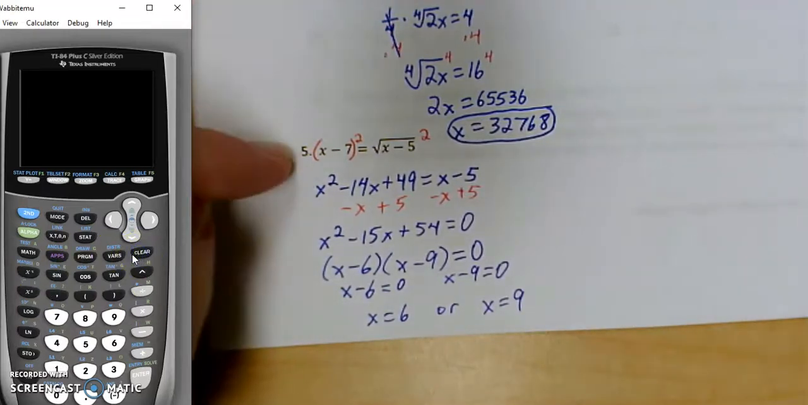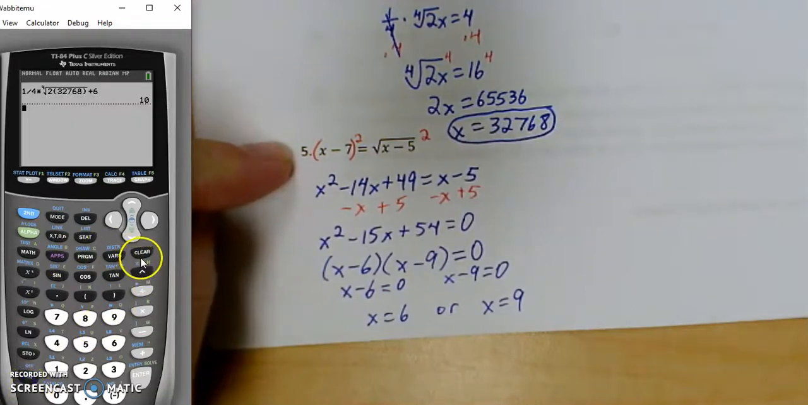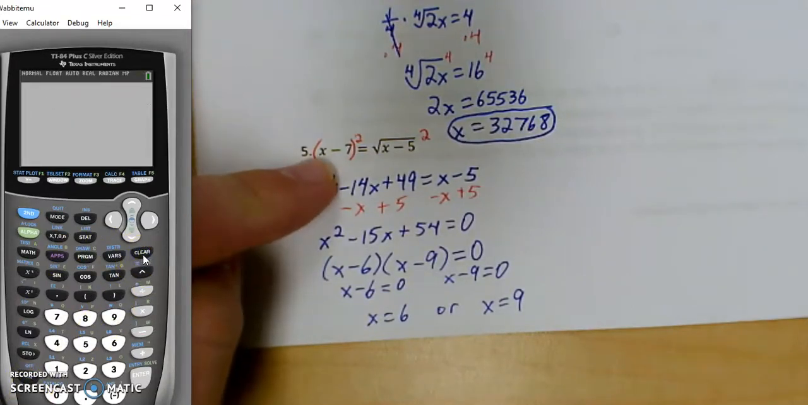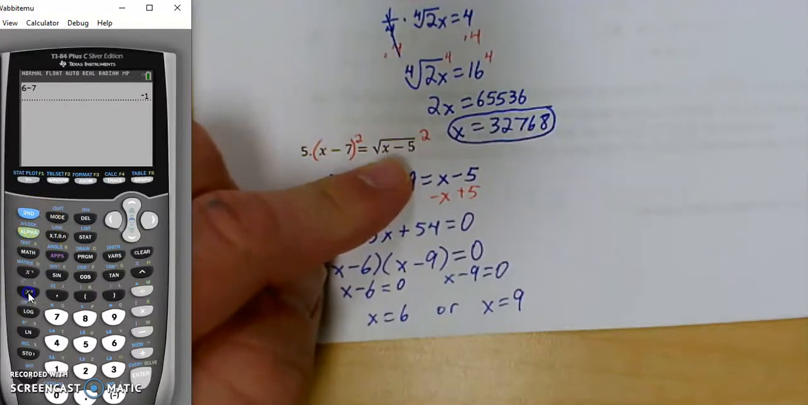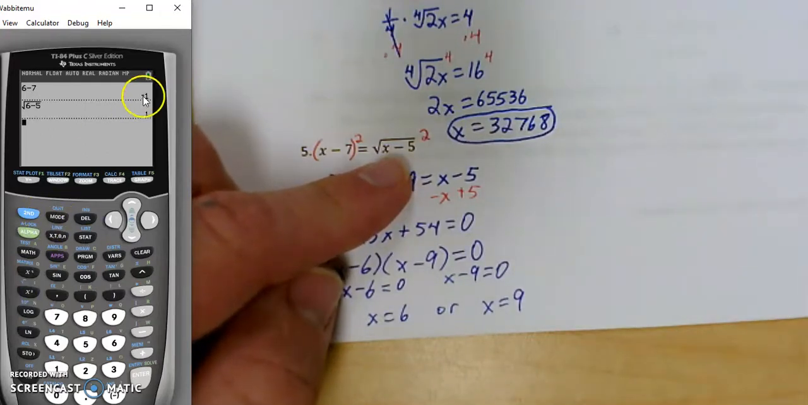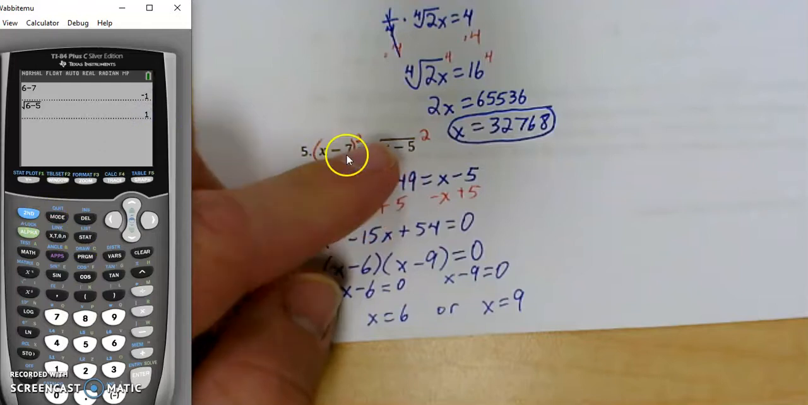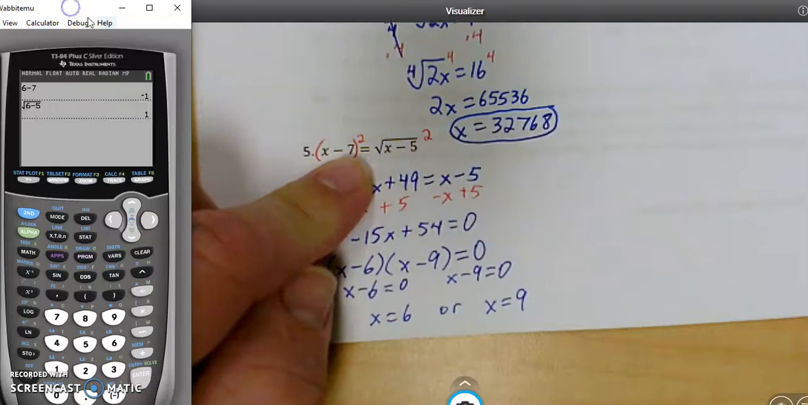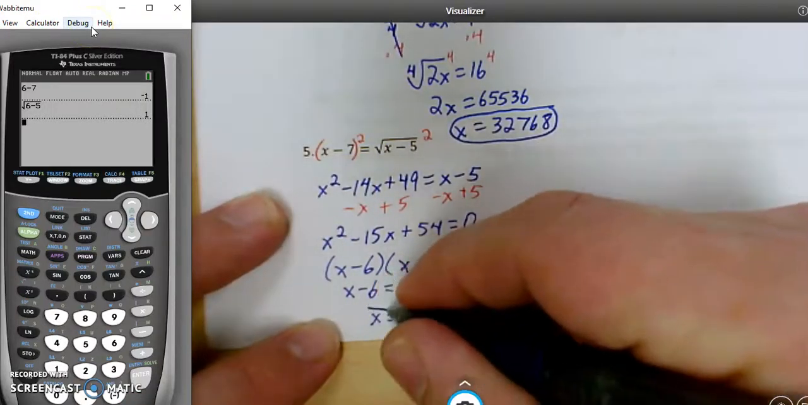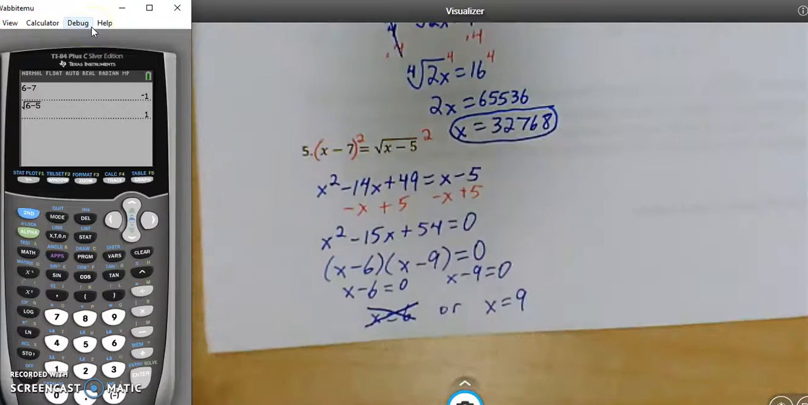So if I try to plug these back into the original, and I'm going to do this on my calculator, I'm going to do 6 first. 6 take away 7 is negative 1. And then if I do the square root of 6, take away 5, that ends up being positive 1. Because these two answers ended up not being the same value as they should have been, I know that this is an extraneous solution. I'm not going to include 6 in my solution set because it doesn't work as a solution.